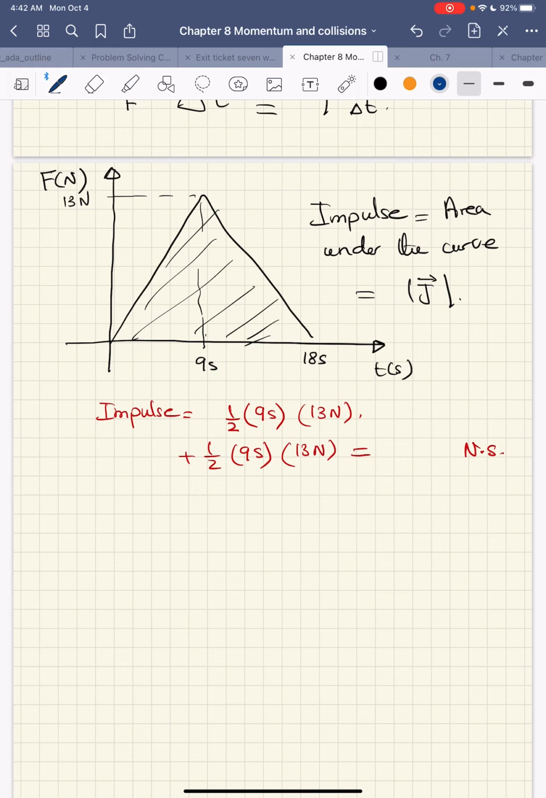Here I will say, now what if momentum is conserved, conservation of momentum? This is the case when I have no external forces.